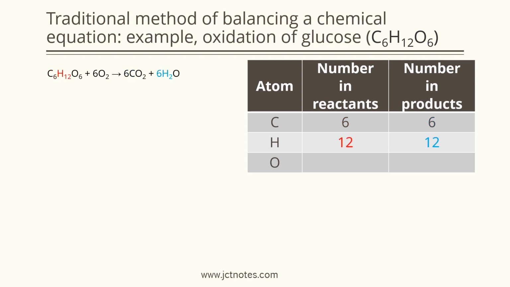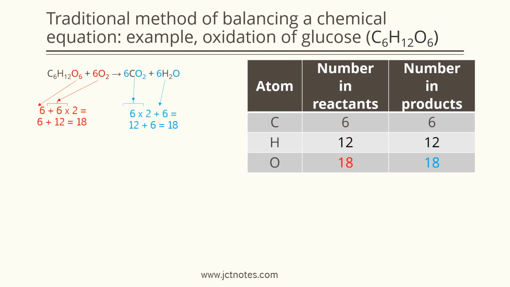We continue with the hydrogen. In the reactants, we have 12 hydrogens provided by 1 molecule of glucose. In the products, we have 6 molecules of water. As each molecule of water provides 2 atoms of hydrogen, the total contribution for the water is 12 hydrogens. Therefore, the atoms of hydrogen are balanced.